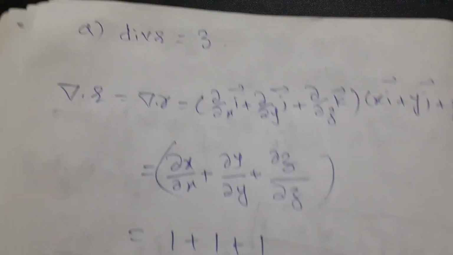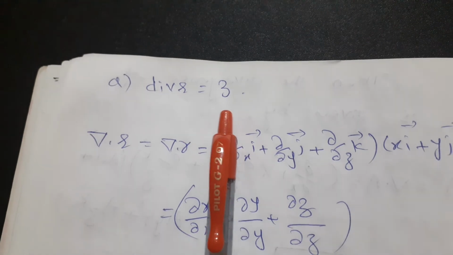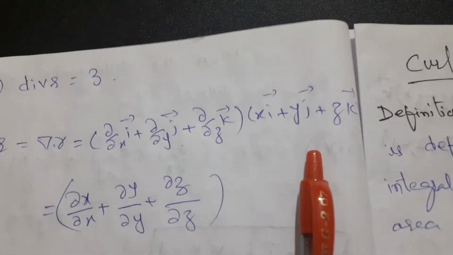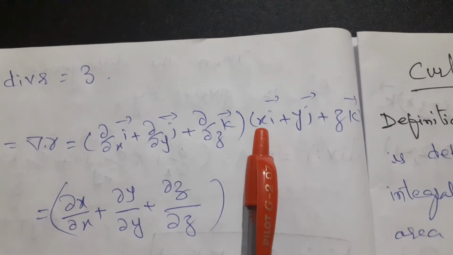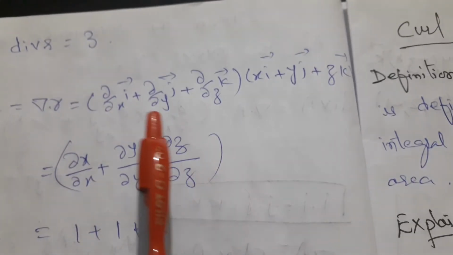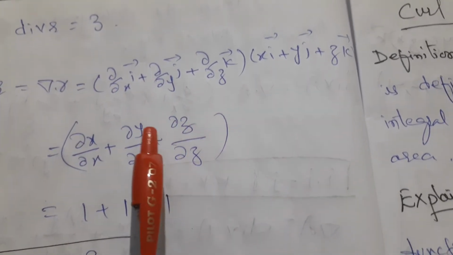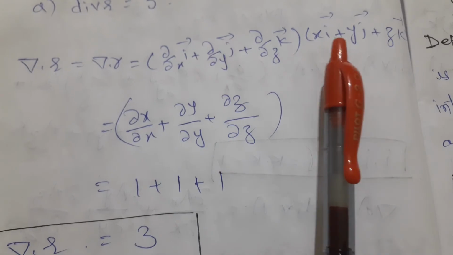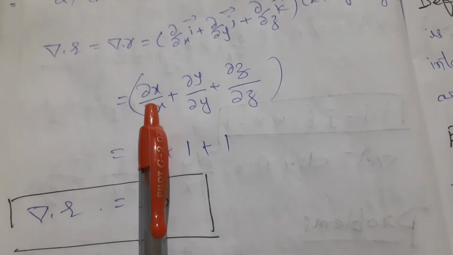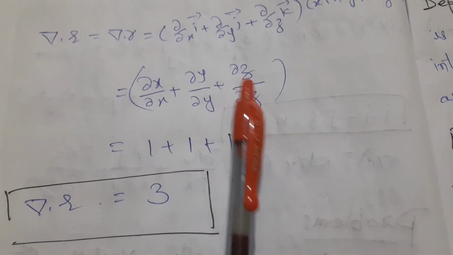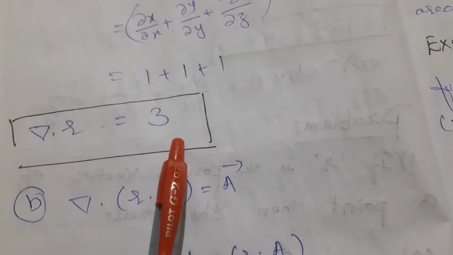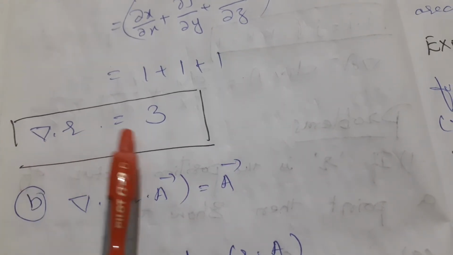Now, the question is given div r is equal to 3. So div r is nothing but the divergence of a position vector. So we are taking the position vector values xi plus yj plus zk, and this is the del operator. When you multiply this, i dot i, j dot j, k dot k is equal to 1. So we will get ∂x/∂x plus ∂y/∂y plus ∂z/∂z. So this is nothing but 1 plus 1 plus 1, and that is equal to 3. So we got del dot r is equal to 3.